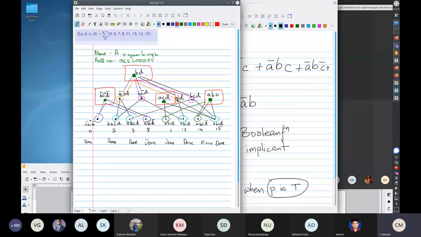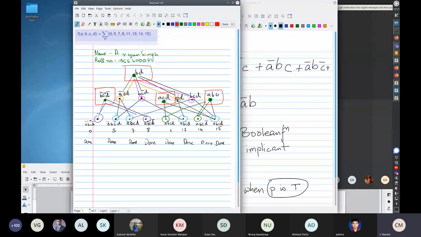But these implicants are also prime implicants. Why do we say that these are prime implicants? Because you cannot drop any more literal from these implicants without covering the offset. This one is not a prime implicant, for example.